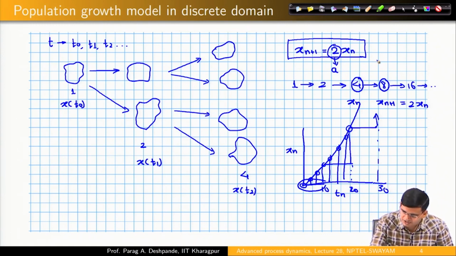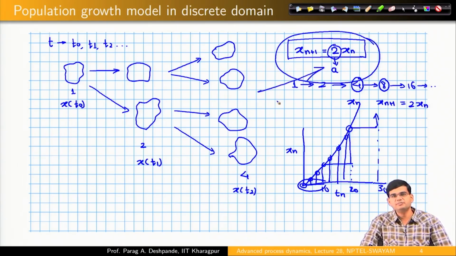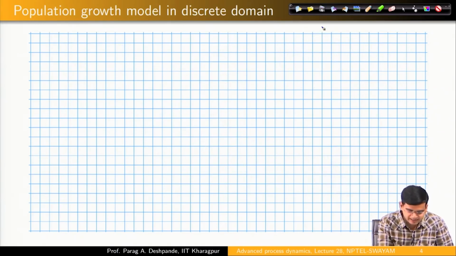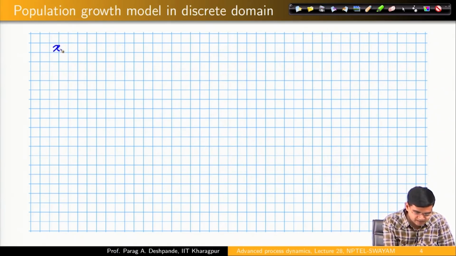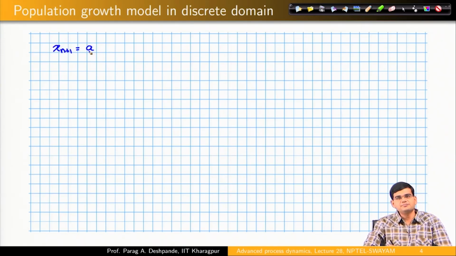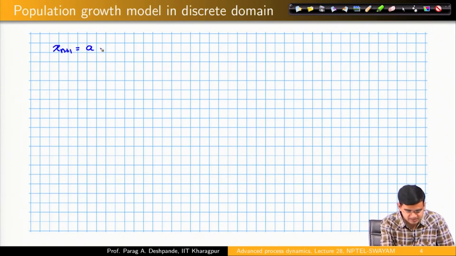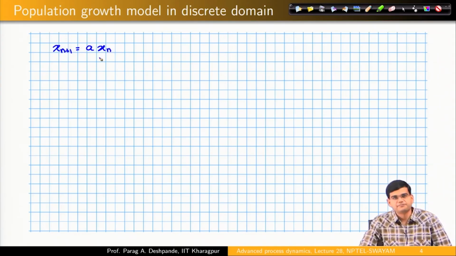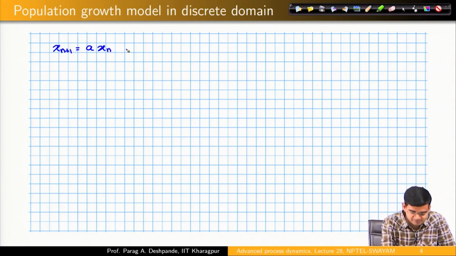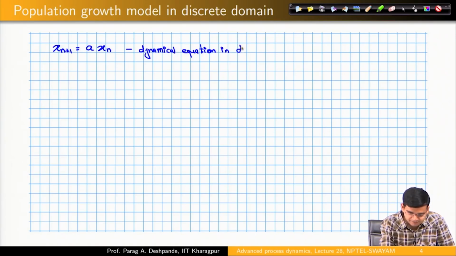But if I do want to model my system explicitly using the discrete domain, then let us see what I can do. I will make use of this observation. So, the observation is that x of n plus 1 is some quantity a times x n, okay, and this is my dynamical equation in discrete domain.